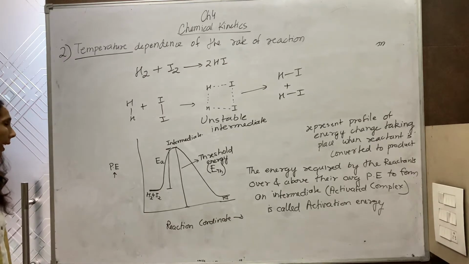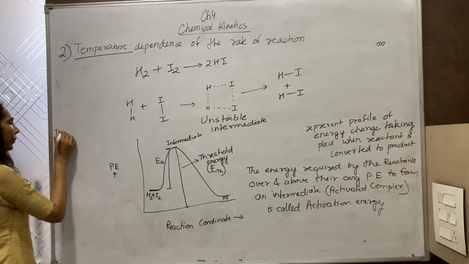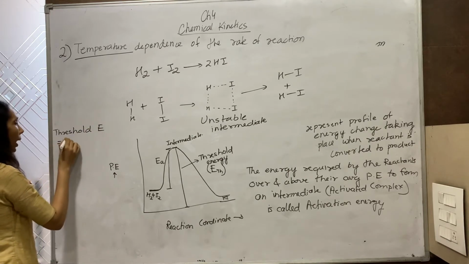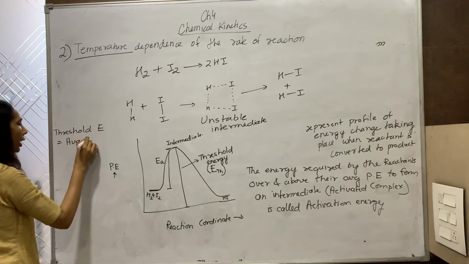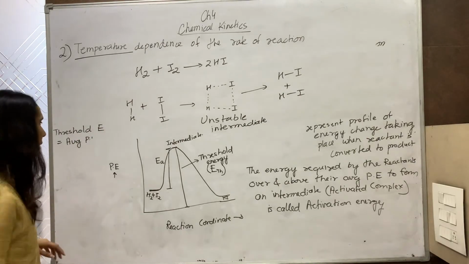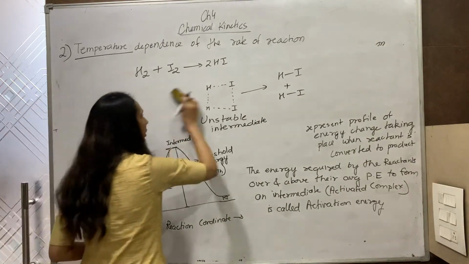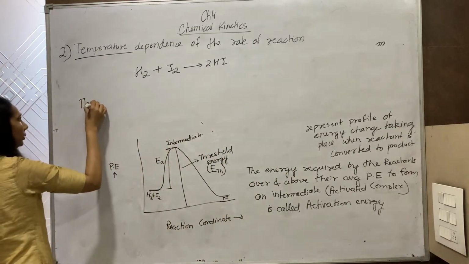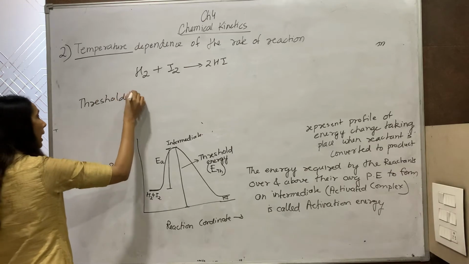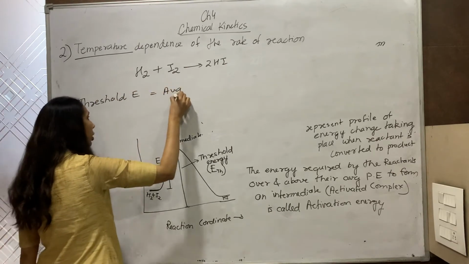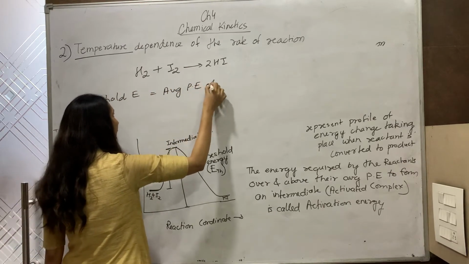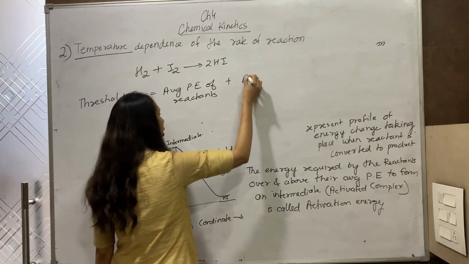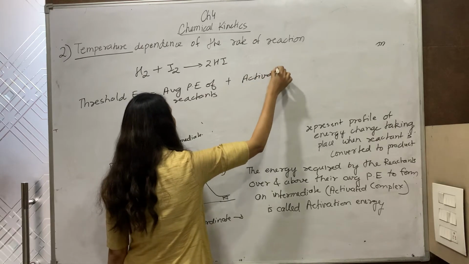And therefore I can say, what is threshold energy? Threshold energy is equal to average potential energy of reactants plus the activation energy EA.